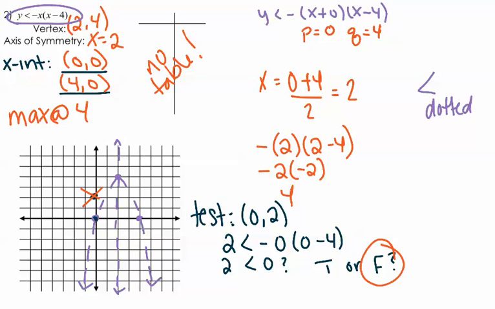Well, that point was outside of my parabola. Remember, we tested outside. Now I told you you're either shading inside or outside. So if the outside is not a solution, then that means inside is a solution.